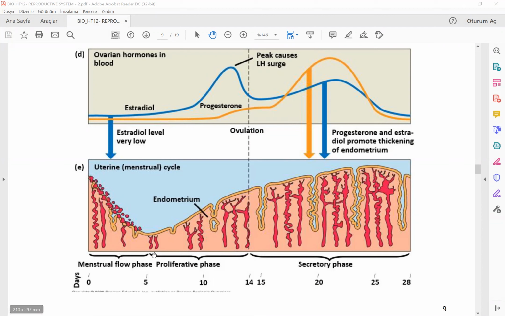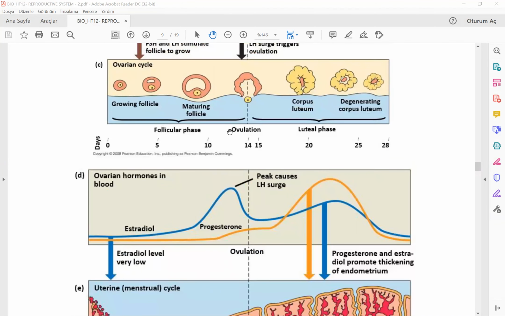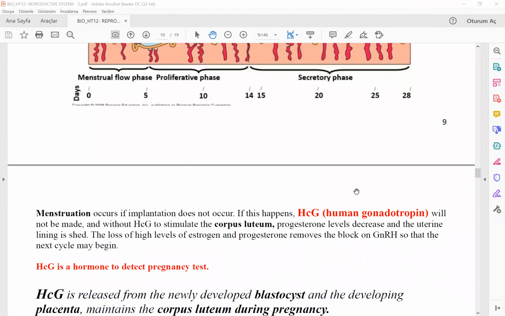During the menstrual flow phase of the uterine menstrual cycle, the endometrium is shed, and the 14th day is called ovulation. And this is the proliferative phase. And this is the follicular phase, the growing of the follicle. Okay, that's all about these female reproductive hormones.